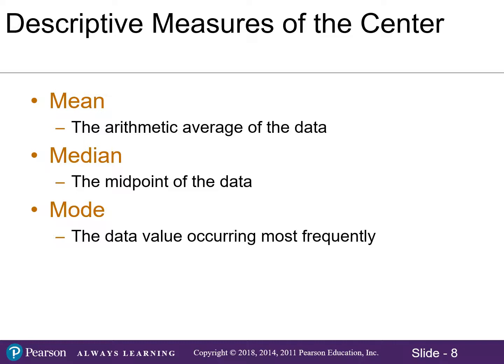Whereas the median doesn't care about size, it cares about order. It wants to be the midpoint of the data. So it wants to be so that half the data lies above and half lies below, and it doesn't care so much about how big each of those values are or how small they are.